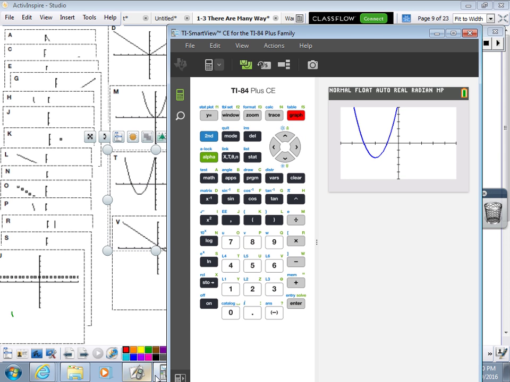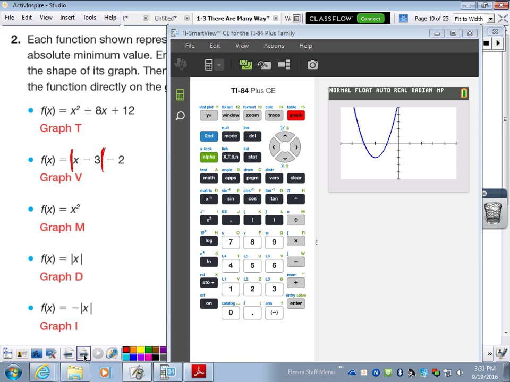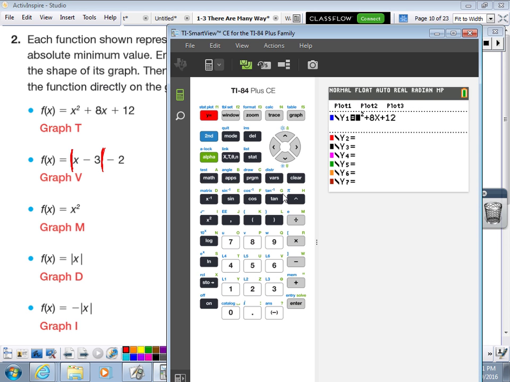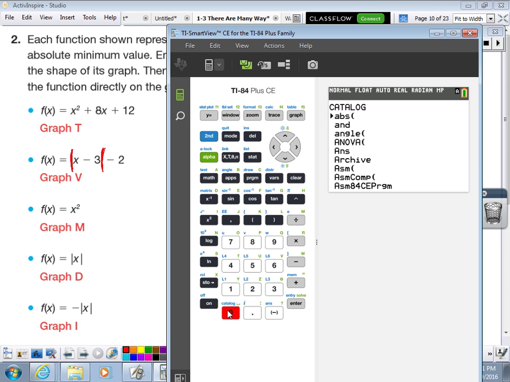Okay, the next one is the one that students had more difficulty with, because it has these straight up and down bars, those absolute value bars. And there isn't a clear-cut button of where those are. Well, you find it in the catalog. To get to the catalog, it's above the 0 key, so we have to hit second, catalog. And ABS is the very first thing on the list. I don't even have to scroll to find it. And it's absolute value. So you hit enter.